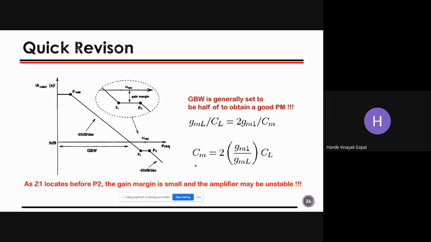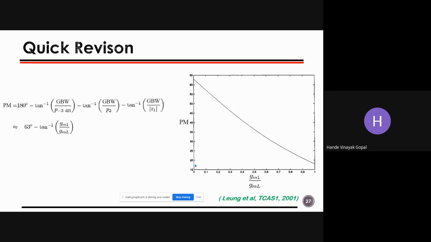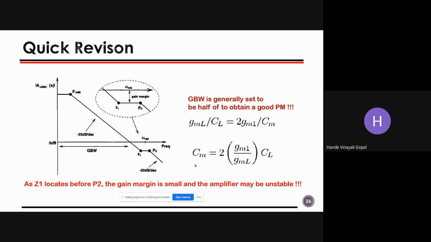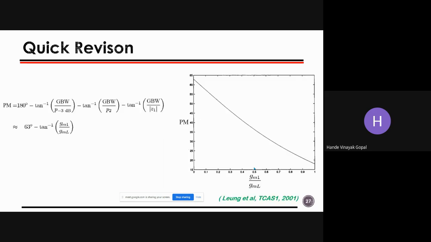But again, Z1 will create a problem, right? From this equation you will find the value of CM. But again, what kind of relation you require between GM1 and GM2, right? Meaning what transconductance you have to select, that is also one of the important factors, right? So how to select those values is also an important thing. Here this equation gives me how to select the value of CM, but at the same time, how to get the value of GM1 by GM2 is also a concern, and this plot will give the answer for that.